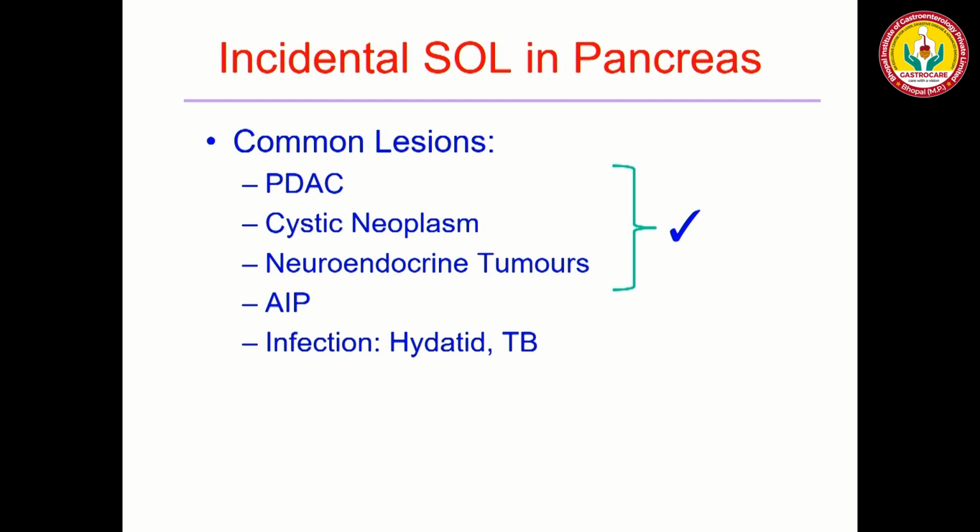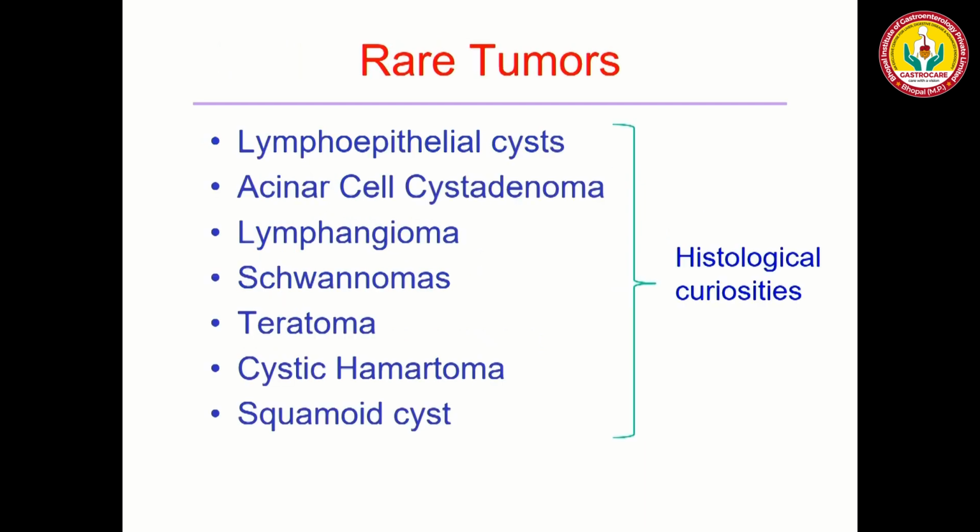So there are three common types of lesion. One is pancreatic ductal adenocarcinoma, second is cystic neoplasm, and third is neuroendocrine tumor, about which we had a very nice panel discussion just now. The other we often see is autoimmune pancreatitis and sometimes infections, but my focus would be on pancreatic ductal adenocarcinoma and cystic neoplasm, because neuroendocrine tumor has been recently discussed.